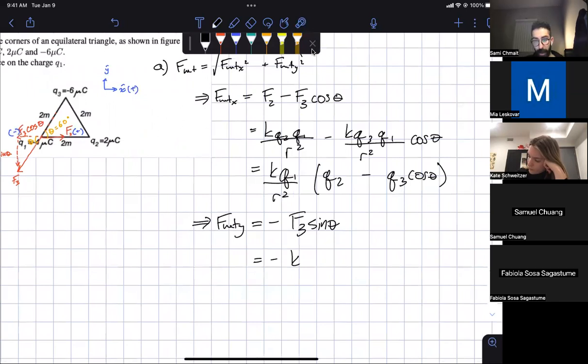So that's going to be K, Q3, Q1 divided by, sorry, I keep having to admit people into the Zoom, over r squared. Oh, goodness.